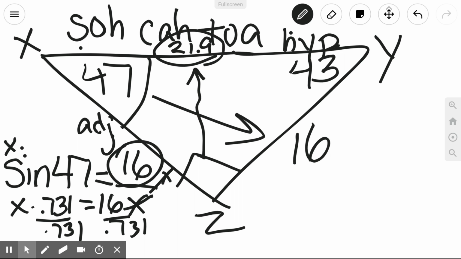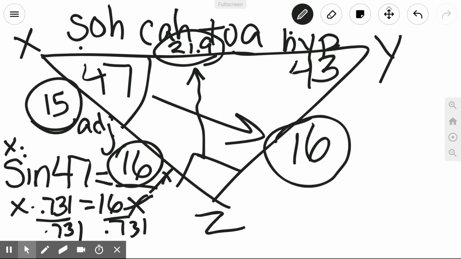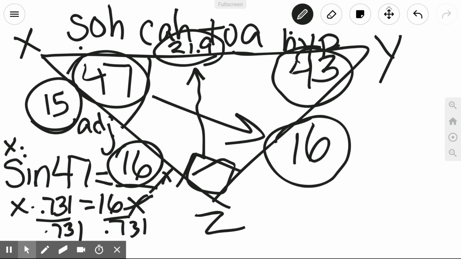Now, I'm almost done because I got a side. I have two sides. Now I can do 21.9 squared minus 16 squared, and I just need to take the square root of that. And right now I know that that's about 15. That's already 16, and that's the one I found out. I have all three angles, and I have all of the sides. That's how you solve the entire triangle. Let's look at another one of those.